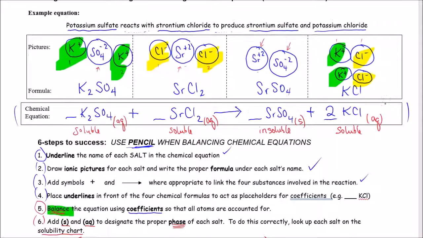So what you are trying to realize is that in the end, this line right here, this chemical equation that starts here with K2SO4 AQ plus SrCl2 AQ and ends up with SrSO4 solid and 2 KCl AQ. That has a tremendous amount of information in it. That's called a balanced chemical equation. It is the chemist's tool for communicating what is this reaction, what happened.